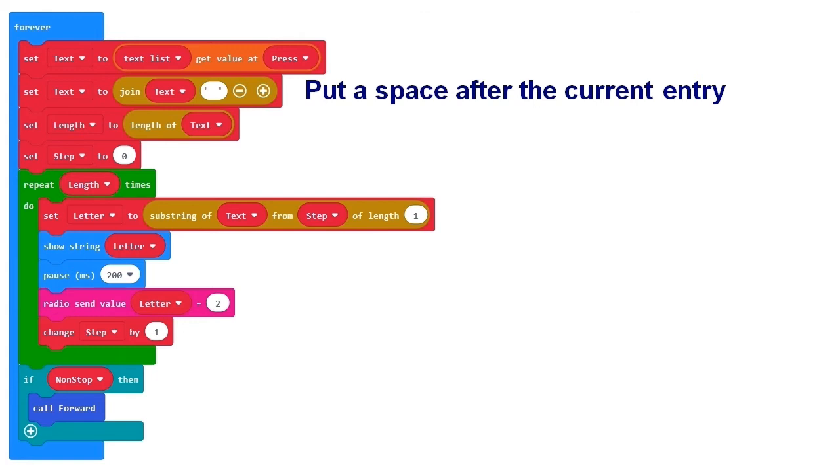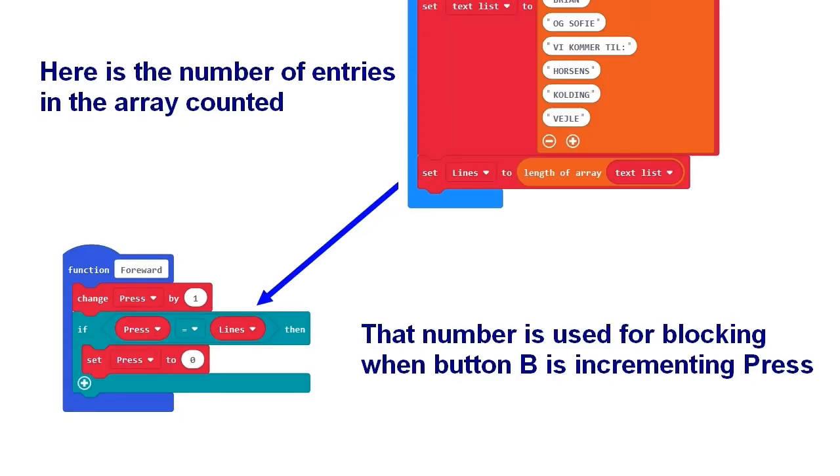Here is the routine that puts a space at the end of an entry. And here is calculated how many entries there are in the array. The number ensures that we start again from the beginning when there are no more entries. Otherwise, we will get an error.